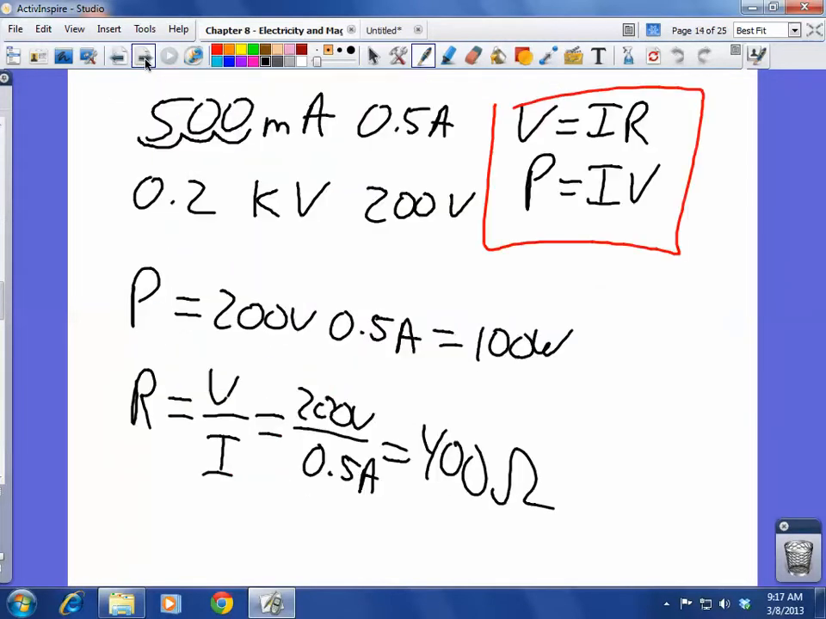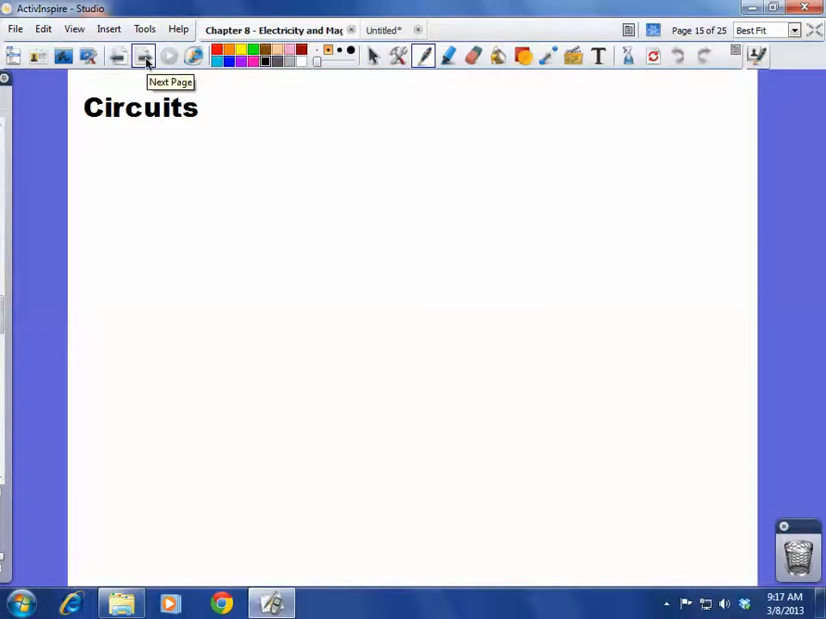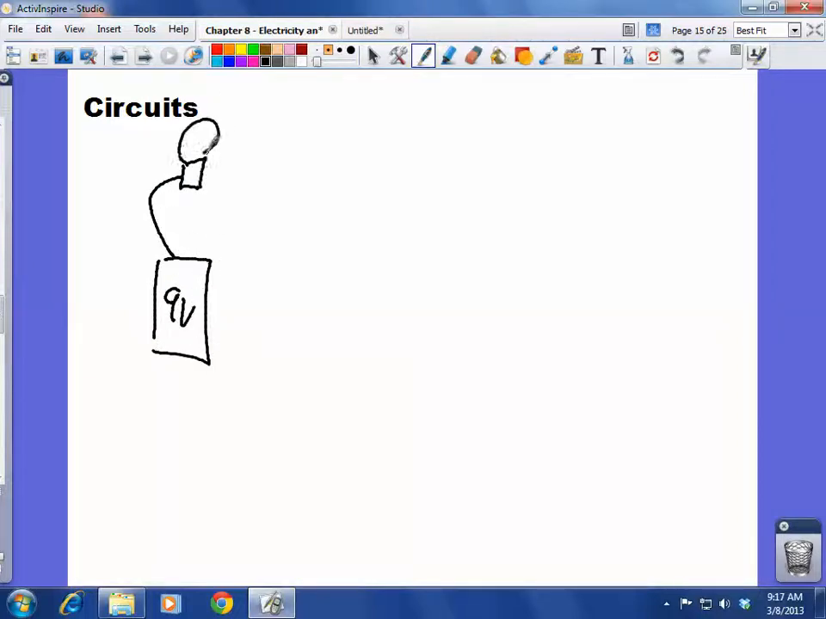What we need to talk about today is, what if we have more than one electrical appliance? What if we have more than one light bulb hooked up? We already know what to do. Just like our quiz today, if I have a 9-volt battery connected to a light bulb, we know how to get the resistance, current, and voltage from Ohm's law and the power law.